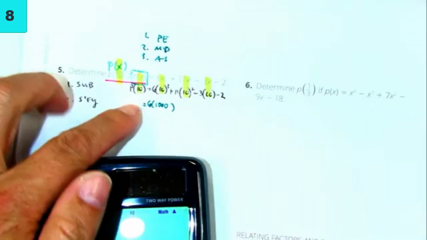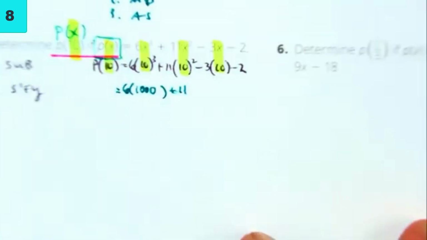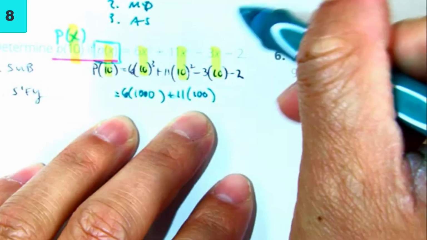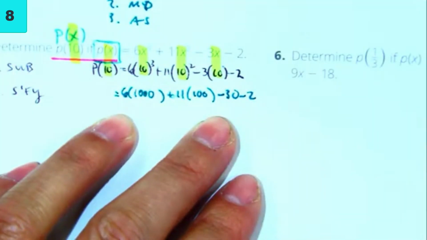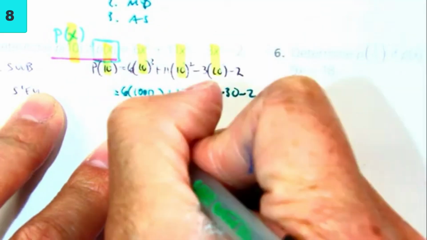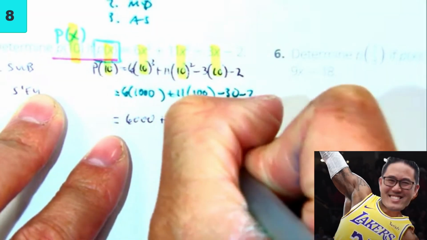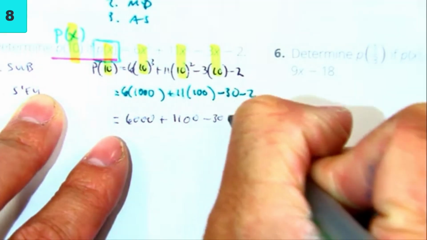Put that there. Class, 10 squared is 100. Now I don't have any exponents, so I can just do multiplication. Negative 3 times 10 minus 2. And then we just go back and simplify. 6 times 1,000. 11 times 100. 1,100 minus 30 minus 2.